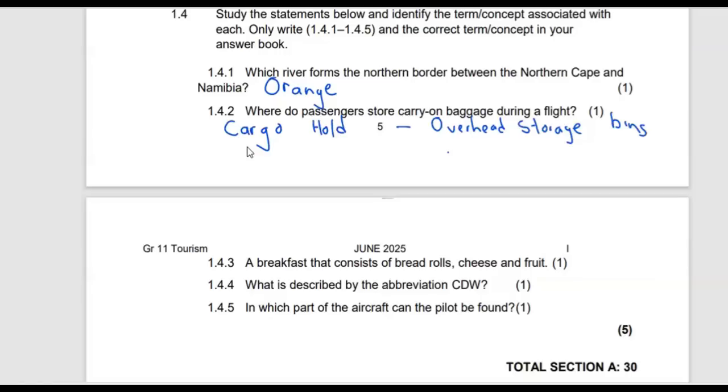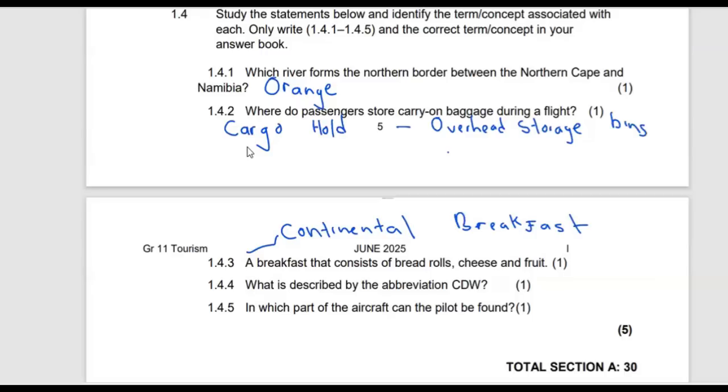Then the next question, a breakfast that consists of bread rolls, cheese, and fruit. That is basically a breakfast which consists of meals which are not hot. So these are cold meals. This is known as a continental breakfast.